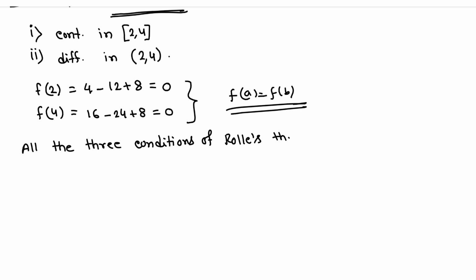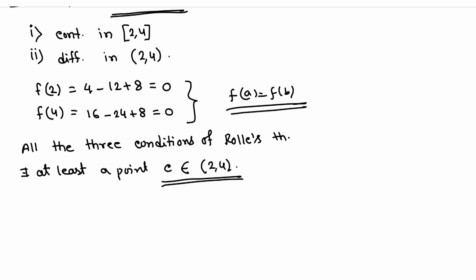Now obviously according to the Rolle's theorem there exists, this is the symbol of there exists, at least a point C belongs to open interval 2, 4. So this indicates that the point C must be between the 2 points 2 and 4. C cannot be equals to 2, C cannot be equals to 4. C must be between 2 and 4.